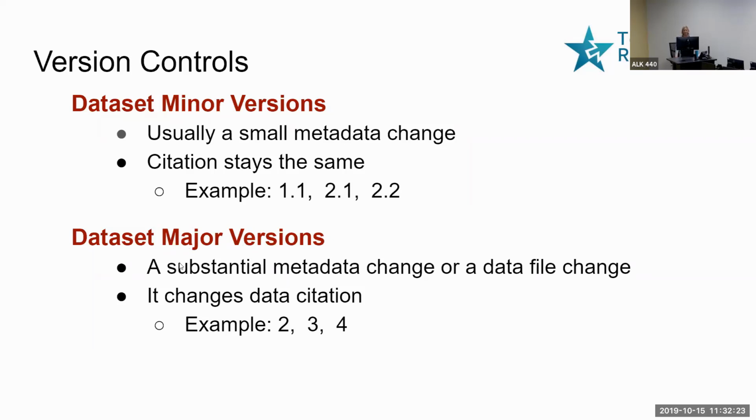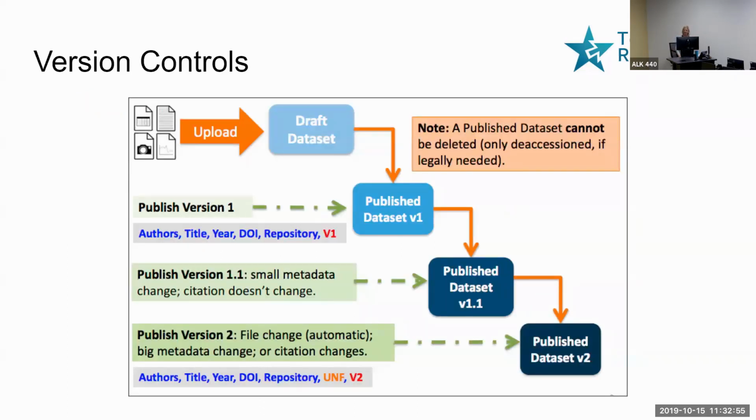So the major versions are if it's a substantial metadata change or a data file change. So if you actually change the file itself or have significant changes to the metadata, you might consider that a major version change. That does change the data citation. In the DOI, the new citation will show version 2 or version 3, etc. And I'll show you that in just a moment here.